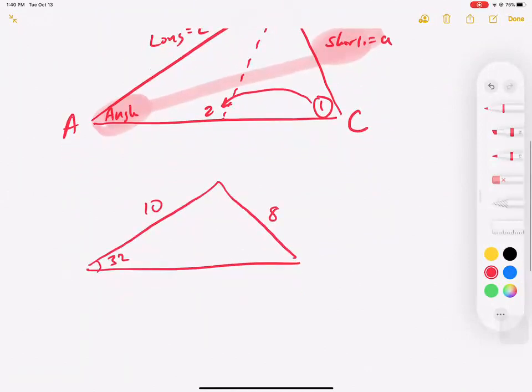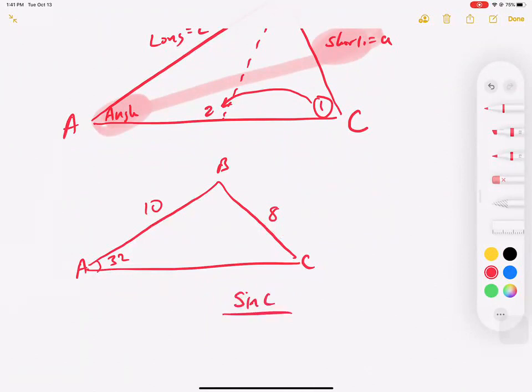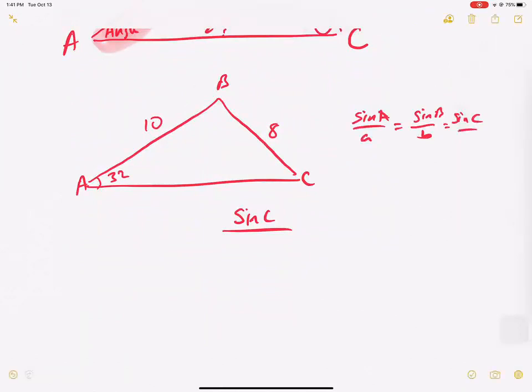So let's go ahead and solve for C. A, B, C. To solve for C, we have an angle side pair here, so we know we can use law of sines. That means we can solve for angle C. Set this up: in law of sines, if you remember, we write the angle over the side. Sine of A over A, sine of B over B, sine of C over C.